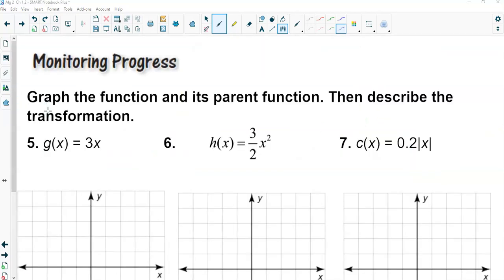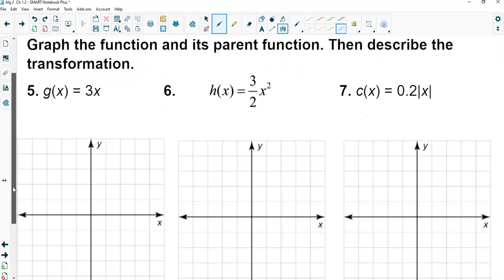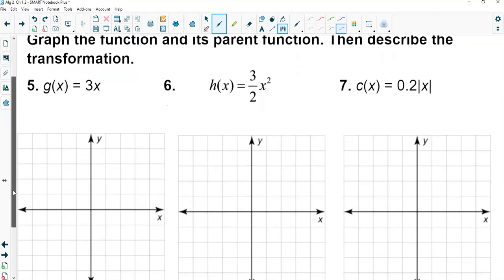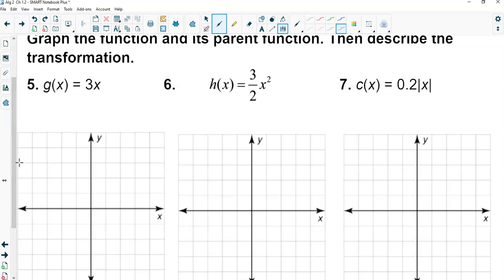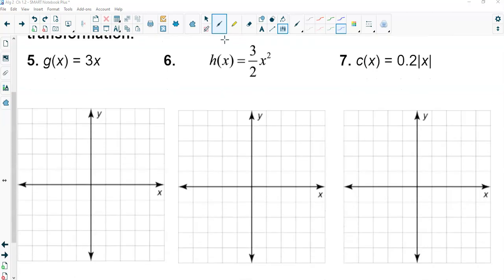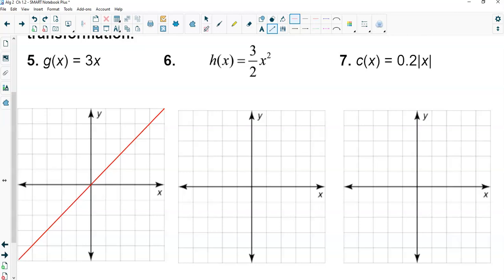Okay, it's your turn. This time you try these three graphs. Go ahead and draw them and their parent functions and make a comparison of what happened. Okay, the first one, make sure you stop the video before you look at it, so see how you do. The first one is a linear function. So the parent function basically is corner to corner again, going through the origin.